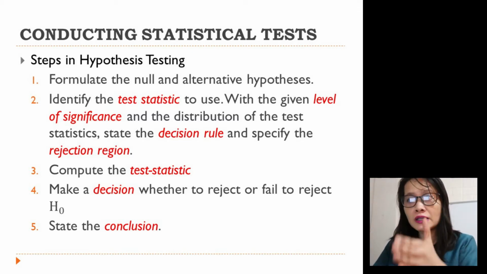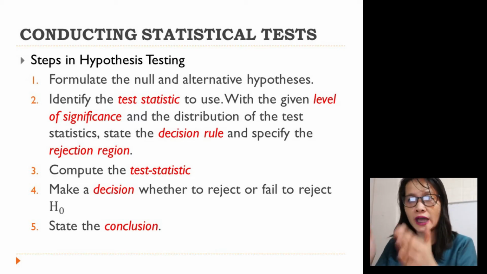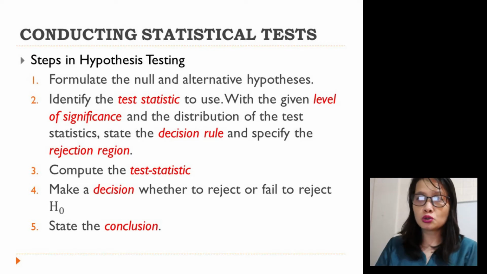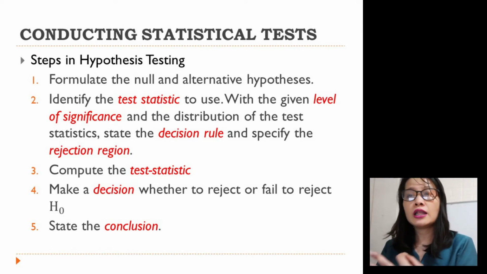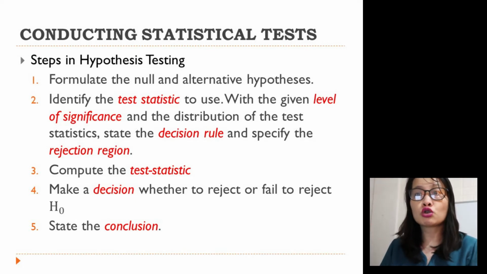So we will be using these steps in hypothesis testing later on. Try to remember the 5 steps. Number 1, formulate the null and alternative hypothesis. Number 2, identify the test statistic. Number 3, compute the test statistic. Number 4, make a decision. Number 5, state the conclusion.